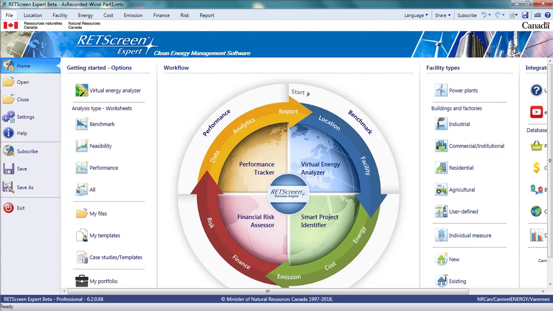Part 2, Refining Assumptions in the Energy page. In the first part of this video, I did a pre-feasibility analysis of an 80 megawatt wind farm in Newfoundland. I used the Virtual Energy Analyzer to rapidly generate reasonable default values for the project inputs. Now I want to revisit those inputs, particularly in the Energy page.